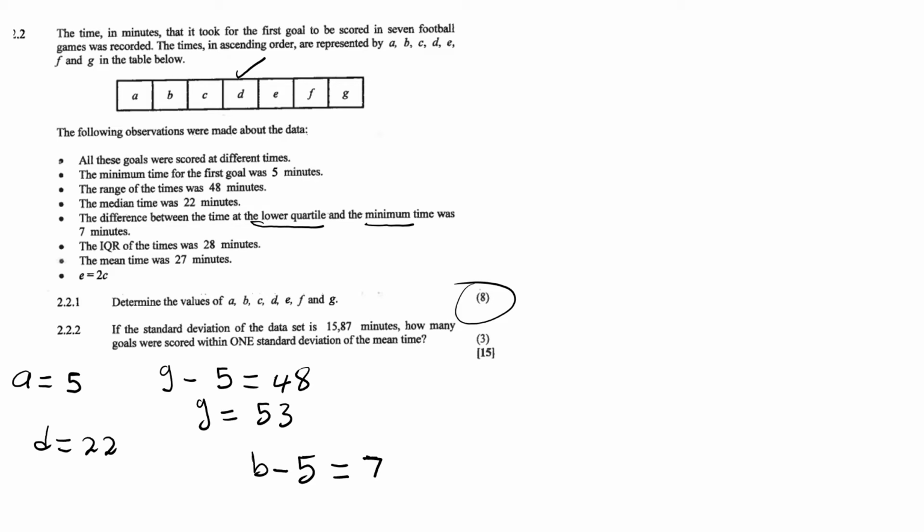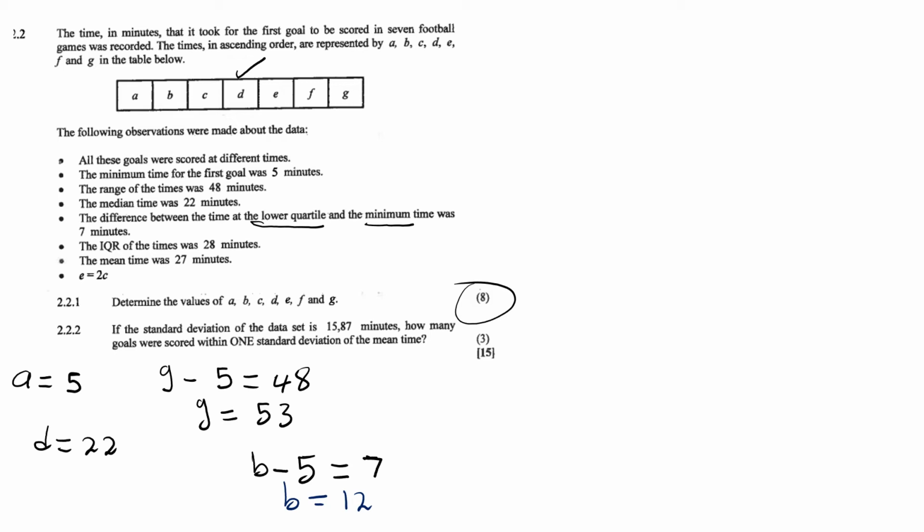That's how you are supposed to write this, and you must be very careful. Don't write minimum minus lower quartile. It is wrong, because you will end up getting a negative answer. You do it like this because the lower quartile is greater than the minimum. So B is going to be 12, because 7 plus 5 is 12. I hope you are still following.